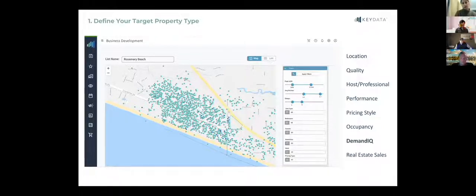Performance is probably the key one, right? The low-hanging fruit on the tree is the property that's doing poor. It's not necessarily the nice house, and maybe that's the only one you want to go after, but even within the quality range that you're going after, you want to find the ones that are currently underperforming. So who's got a really low occupancy, a really poor rate structure, flat rates, they're just not performing the way their peers should be performing.